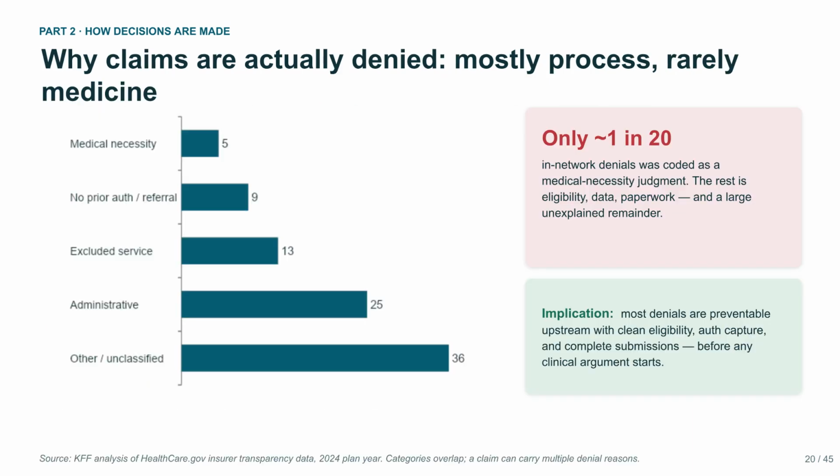Why are claims denied? Data shows that rarely is it truly about medicine. Only 1 in 20 is coded as a medical necessity issue. The rest are administrative, eligibility, or data gaps. Most denials are preventable upstream, before a clinical argument even starts.